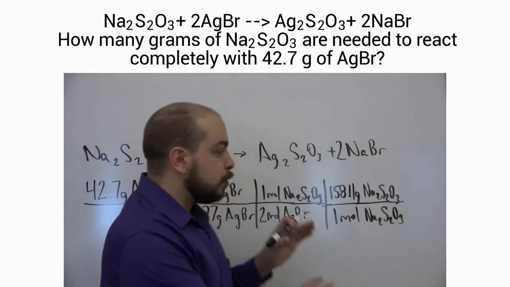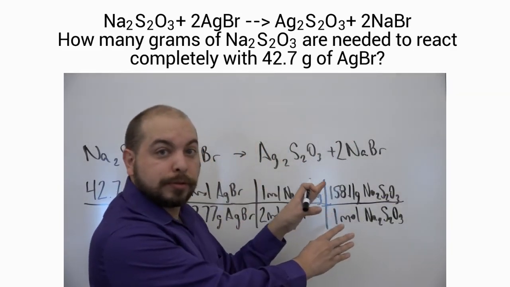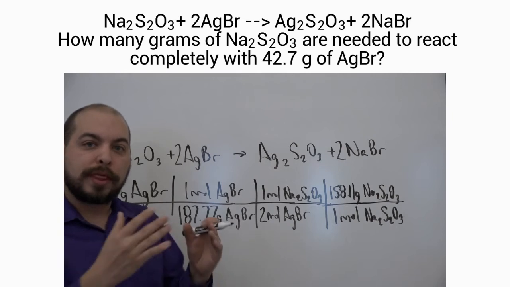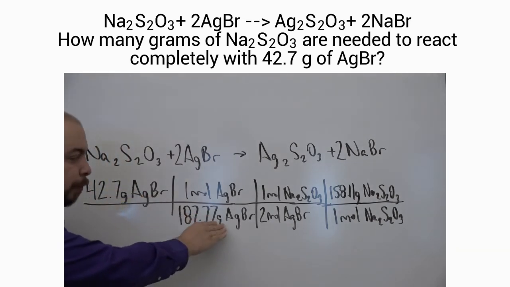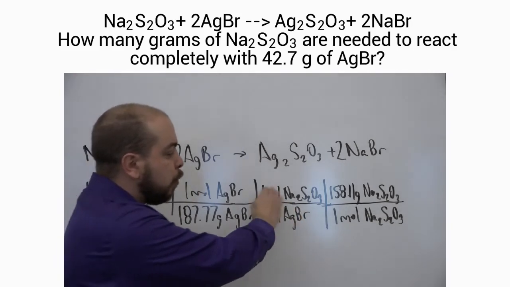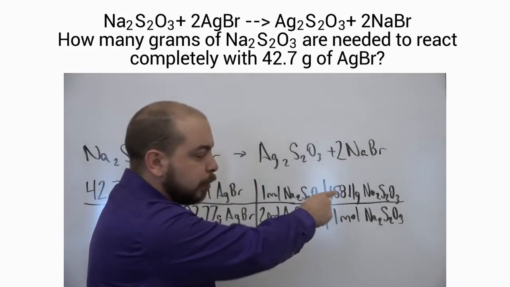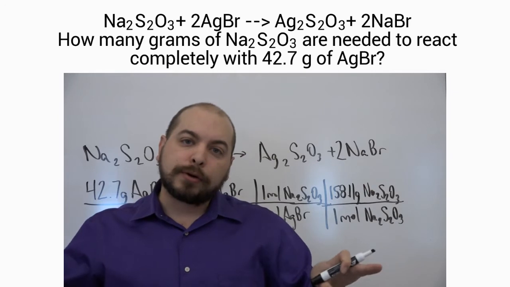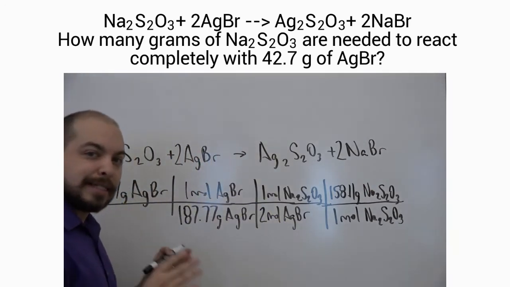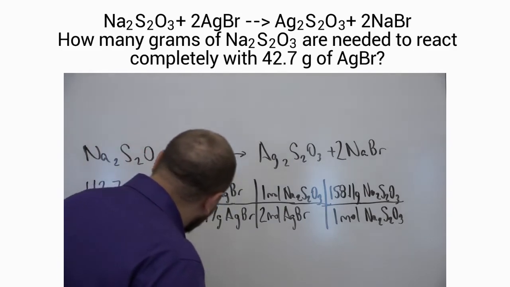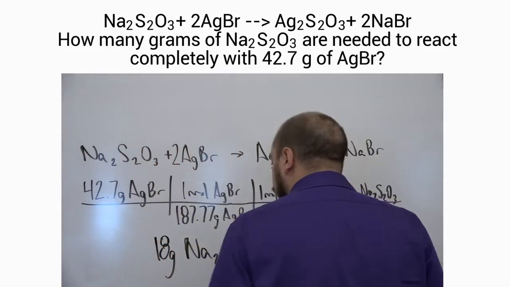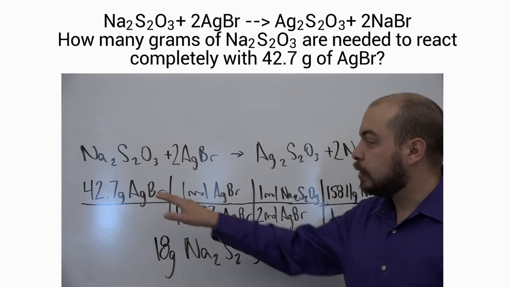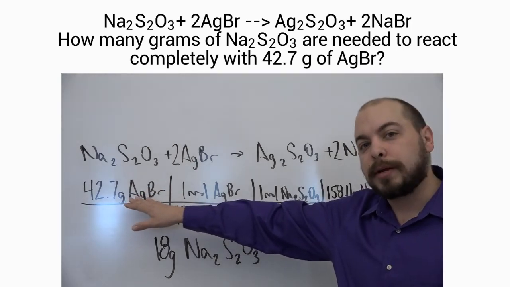Okay. So as you can see, we've multiplied by the molar mass of sodium thiosulfate. So we start with what we're given, and we can cancel out every unit up through that final one. So we cancel grams of silver bromide, we cancel moles of silver bromide, we cancel moles of sodium thiosulfate, and we're resulting in grams of sodium thiosulfate. You multiply across the top, you divide across the bottom, and what we end up with is an answer of 18 grams of sodium thiosulfate. So this is the amount of sodium thiosulfate that we need to react successfully and completely with 42.7 grams of silver bromide.